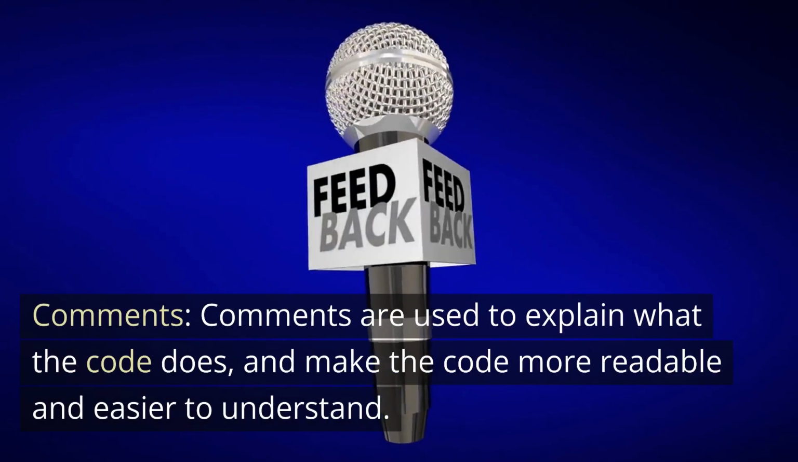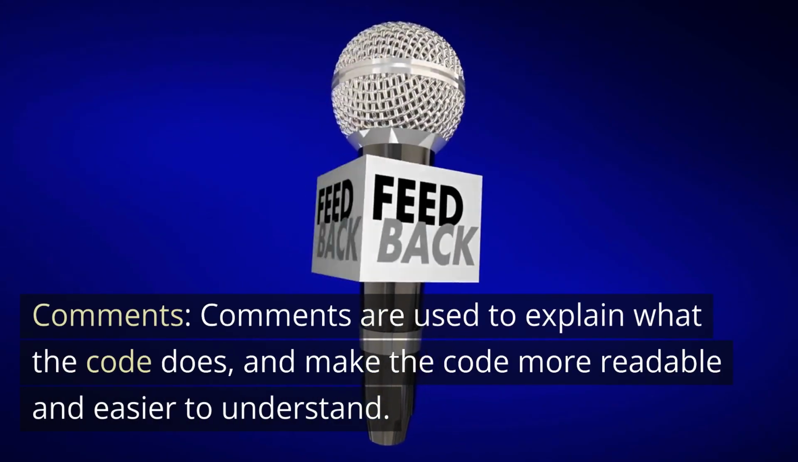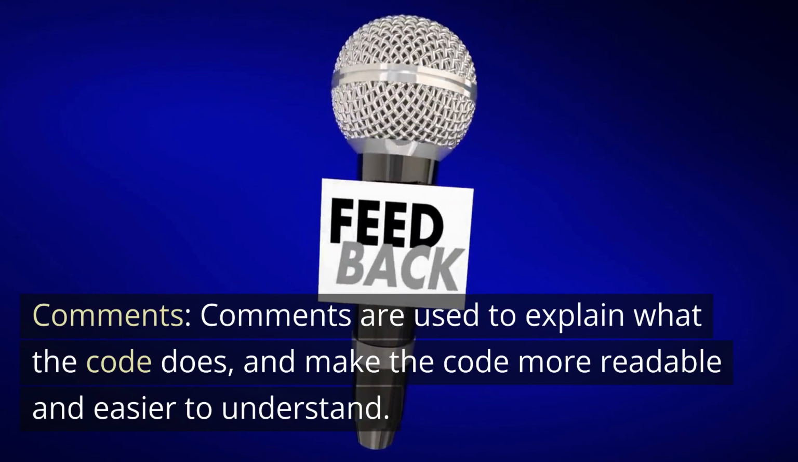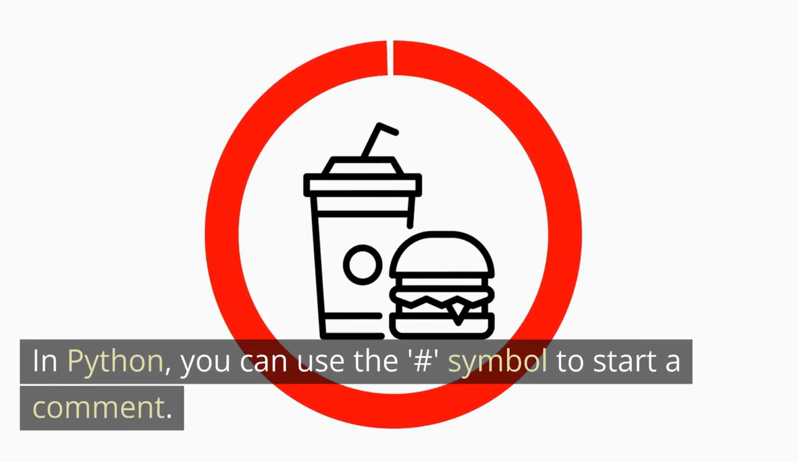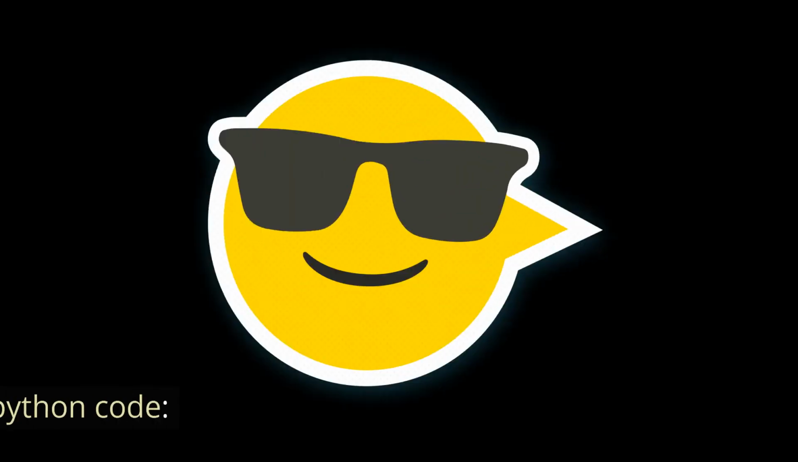Comments. Comments are used to explain what the code does, and make the code more readable and easier to understand. In Python, you can use the hash symbol to start a comment. Here's an example comment. Python code: # this is a comment.